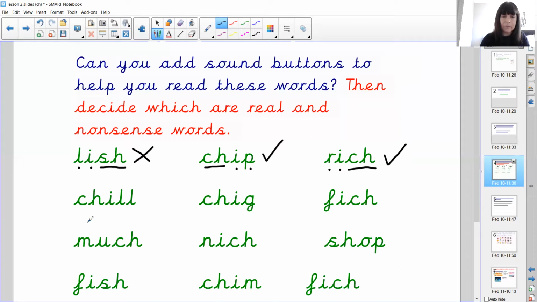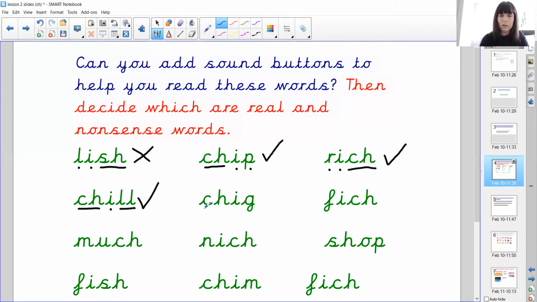And down here, we go to ch, i. Oh, I did say the rest were just dots, didn't I? But this one we need a dash to make the long o sound. Ch, i, o, chill. Yeah, that was one of the ones on our flashcards, wasn't it? That's a real word.